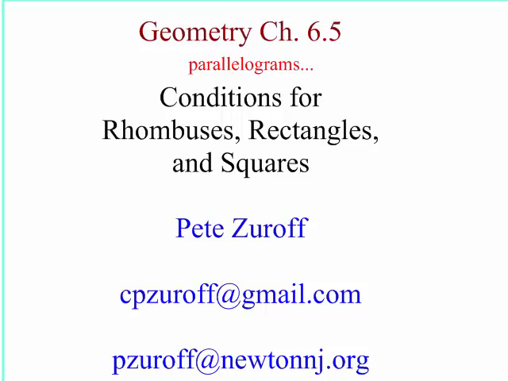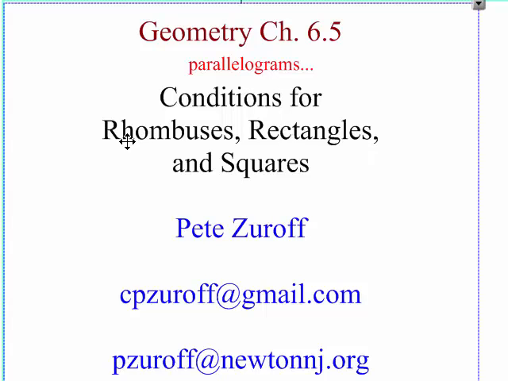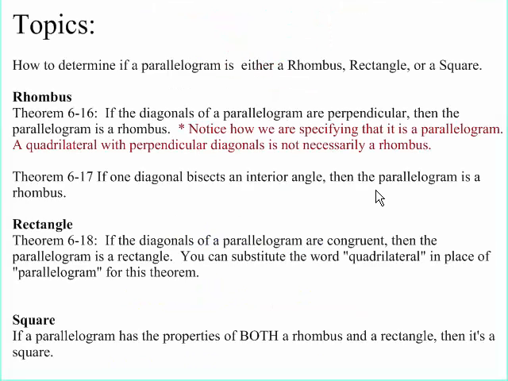This is Geometry Chapter 6.5 in our textbook, which is titled Conditions for Rhombuses, Rectangles, and Squares. But our textbook is focusing on a precondition that every one of our figures that we're working with starts out as a parallelogram. So we're looking at specific cases where parallelograms are rhombuses, rectangles, and squares. So let's move forward. Those are all the topics we're going to discuss.